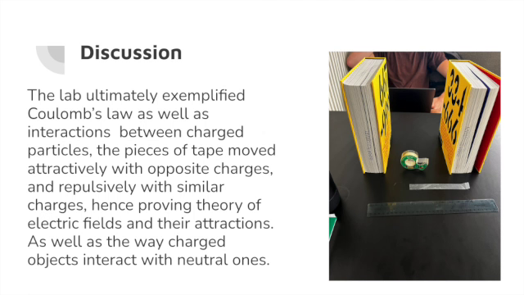Discussion. The lab ultimately exemplified Coulomb's law as well as interactions between charged particles. The pieces of tape moved attractively with opposite charges and repulsively with similar charges, hence proving the theory of electric fields and their attractions, as well as the way charged objects interact with neutral ones.